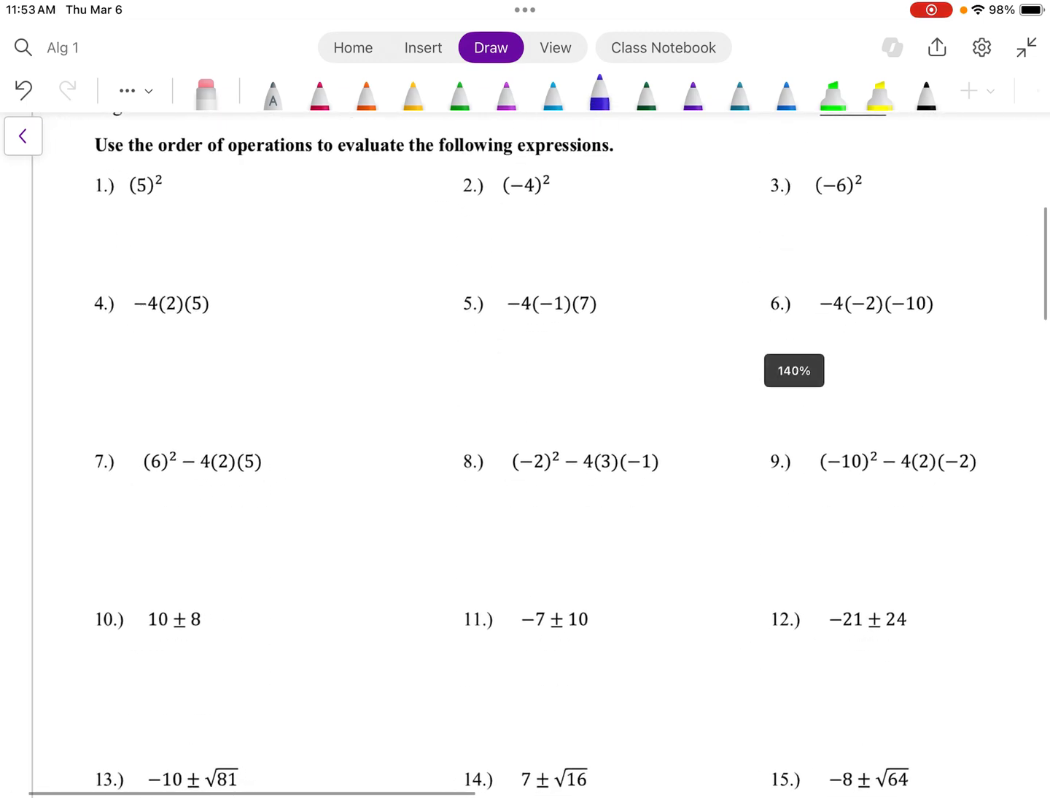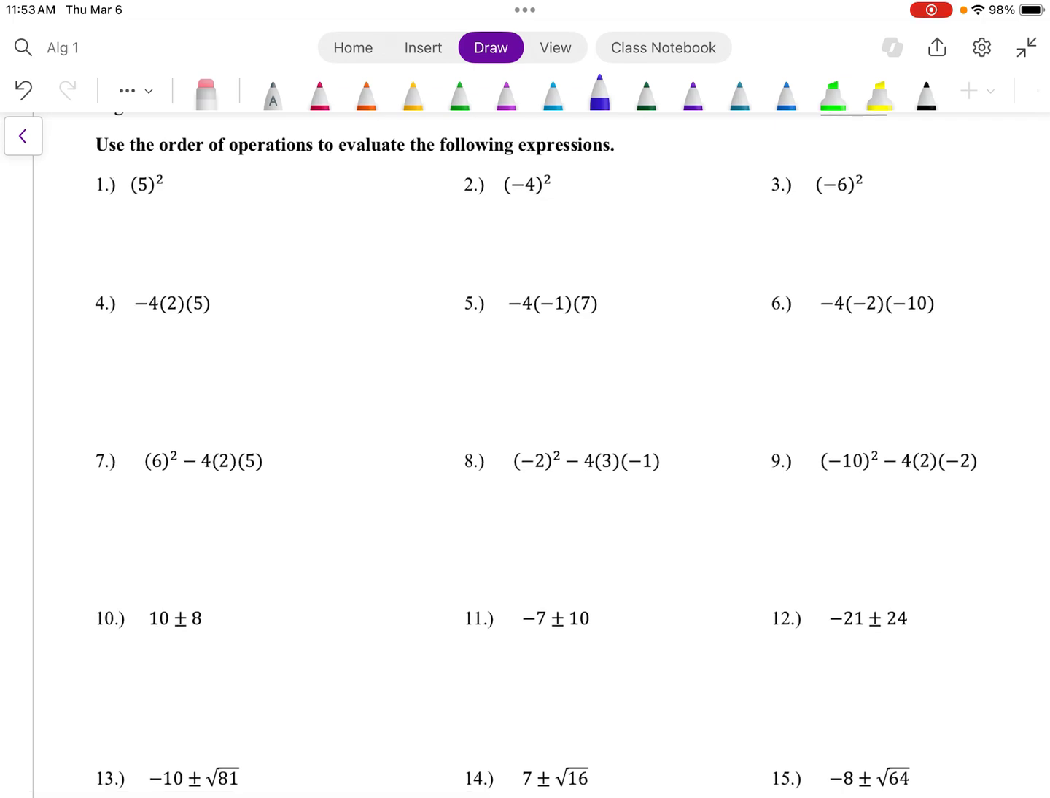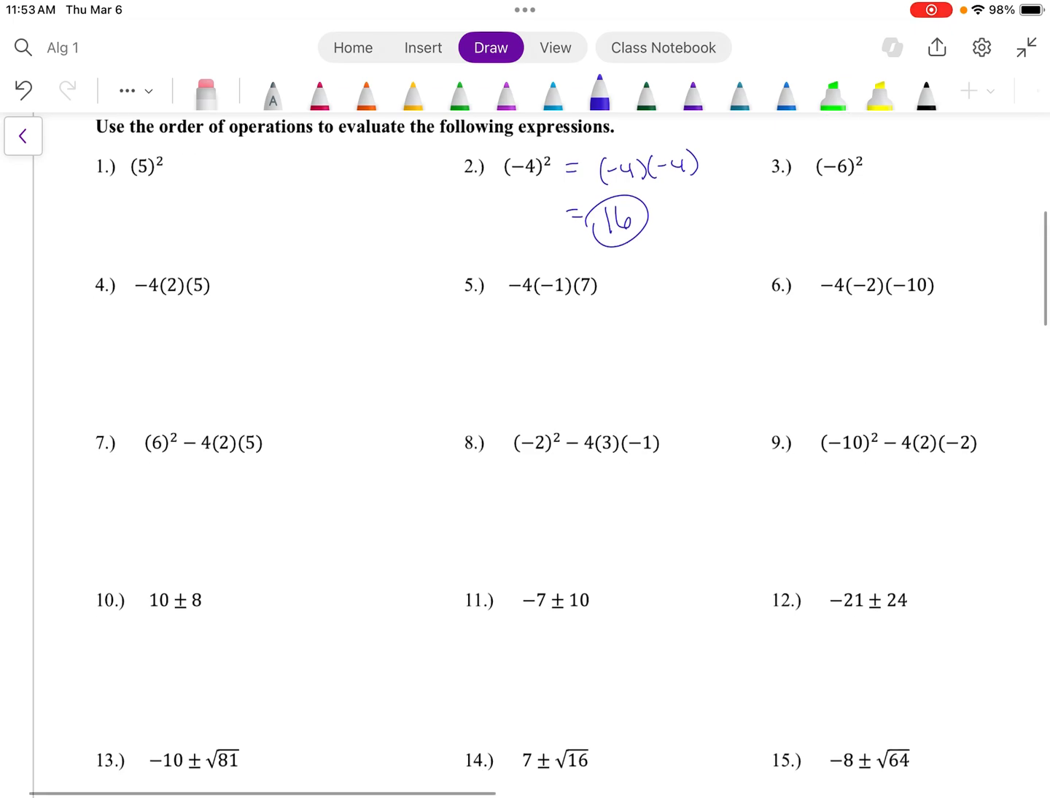So if we look at number 2, we've got negative 4 squared. Remember that this means we are taking negative 4 times itself. Now I know this is going to be a positive answer because I know that a negative times a negative is positive. So since 4 times 4 is 16, the negative 4 squared is 16. Let's jump to a different one.